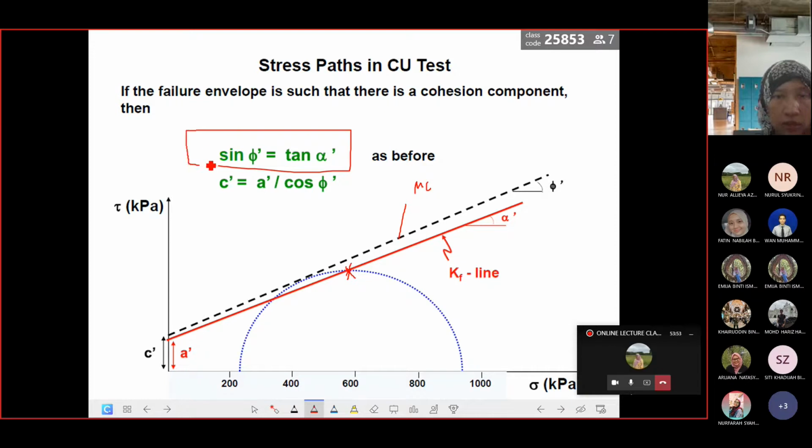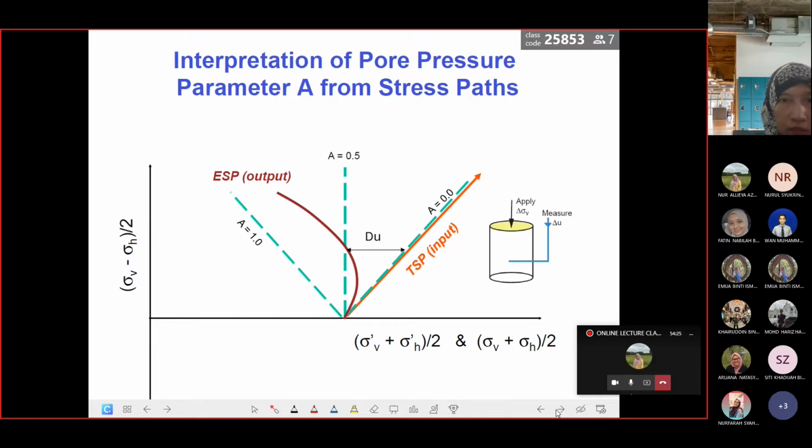So from here you will generate a parameter, and this part we call C effective equals A effective over cos effective V. So what is C, what is A? Look here. A is the cohesion from the origin to the KF line, and C is this vertical distance from the origin to the Mohr circle failure line.